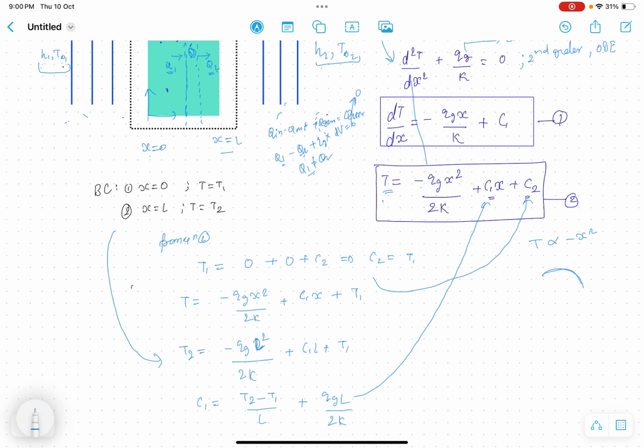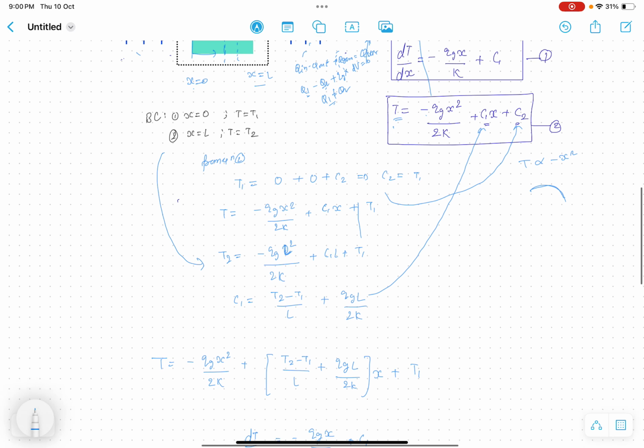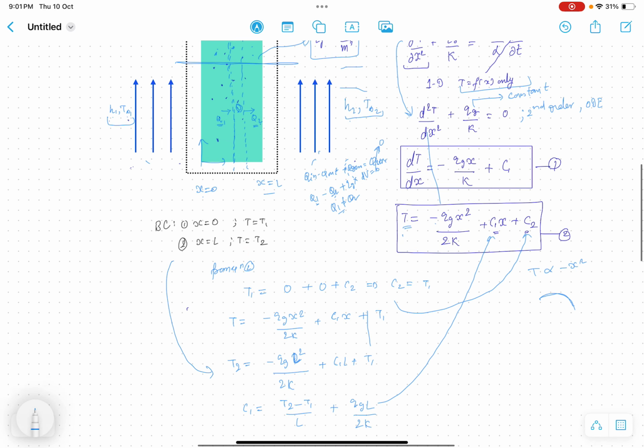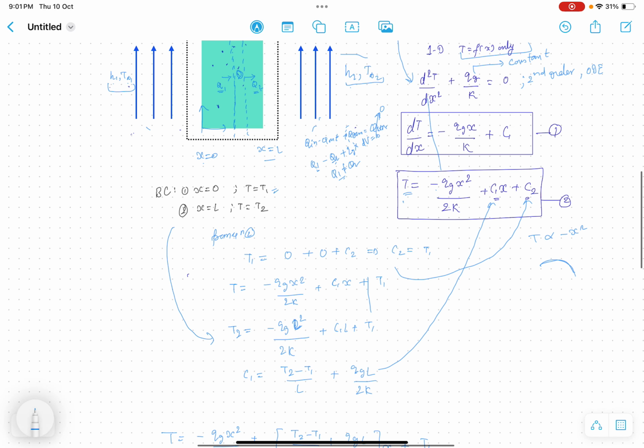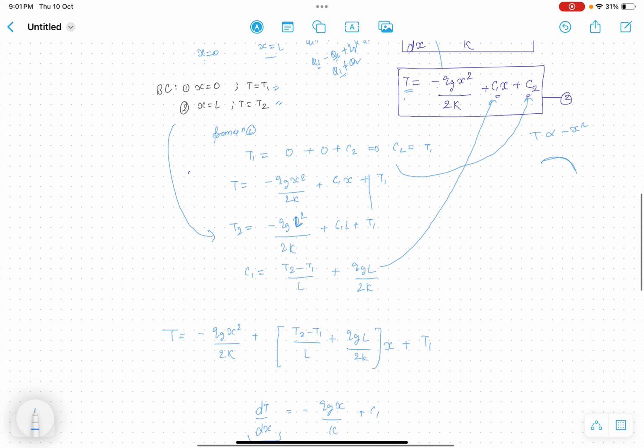Okay, so for solving this, because there are two arbitrary constants c1 and c2, we need two boundary conditions. So at x equal to 0, let's say T is T1, and at x equal to L, T is T2. Applying this at x equal to 0 in the second equation, the first term will be gone, the second term will be gone, so T1 will be equal to C2. So we get C2 as this.